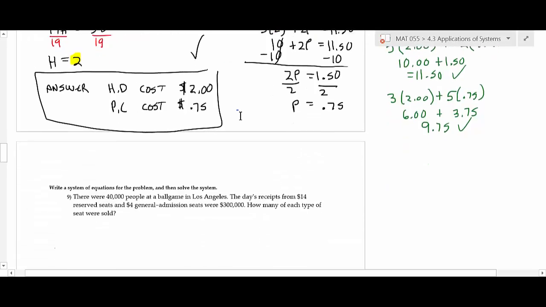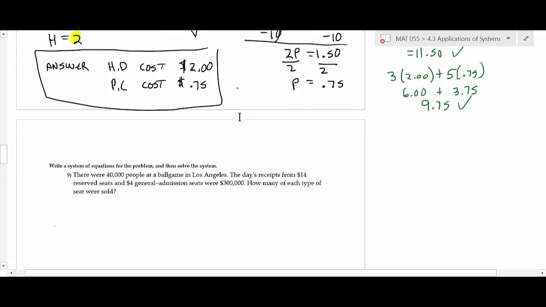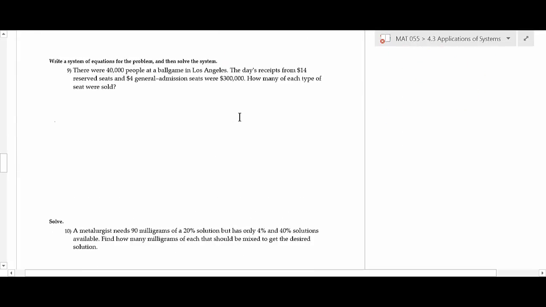Okay, let's move on to the next one, and we're going to do this one together. This one's probably a little harder to set up, so let's read it and see what we've got going on. The key thing is it says there's a total of 40,000 people at a game. Then it's talking about money. There are 2 types of seats. There are reserved seats, and those cost $14 each. As I read the problem, I piece together the given information.